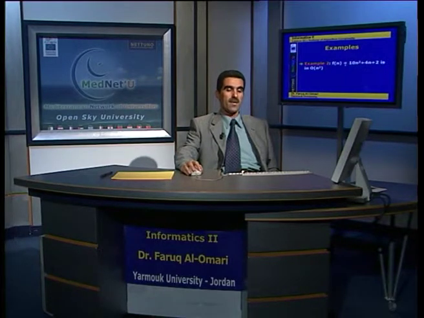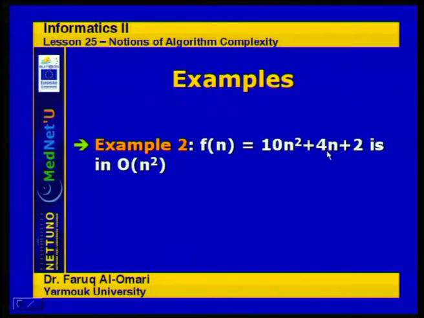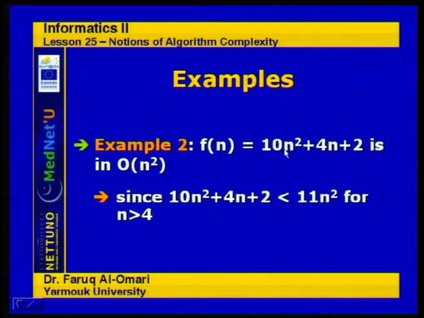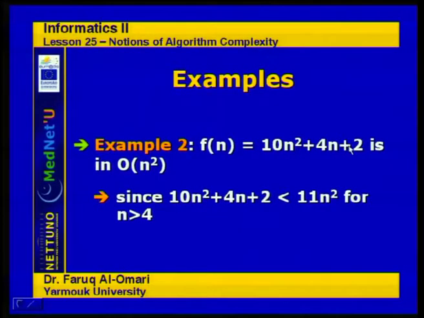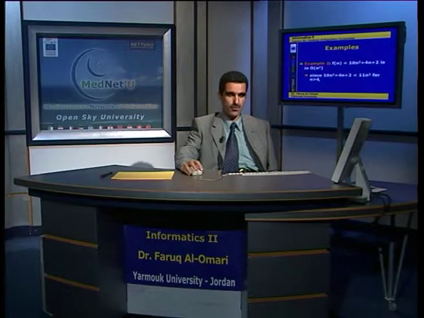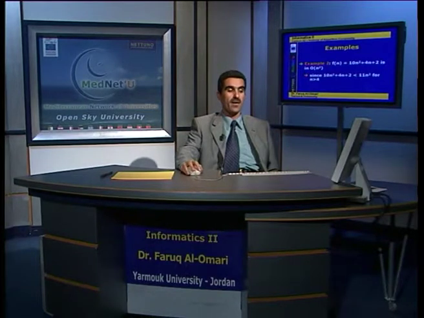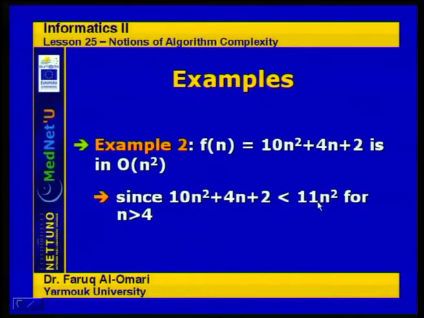Another example. f(n) equals 10n squared plus 4n plus 2. Well, this is in the order of n squared, right? Because this is the dominant factor that I have. I know for sure that this function, 10n squared plus 4n plus 2, is always less than 11n squared for n greater than 4. That's for sure, and we can prove that. You can do it yourself. If that is the case, then I can say that this function is in the order of 11n squared for n greater than 4.